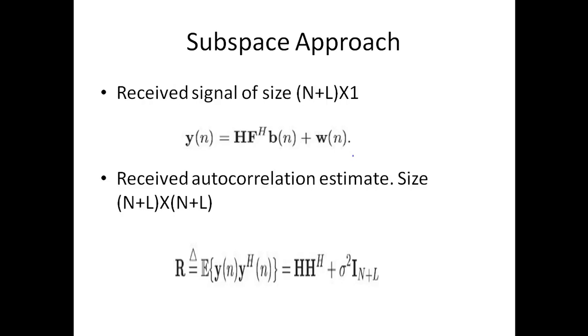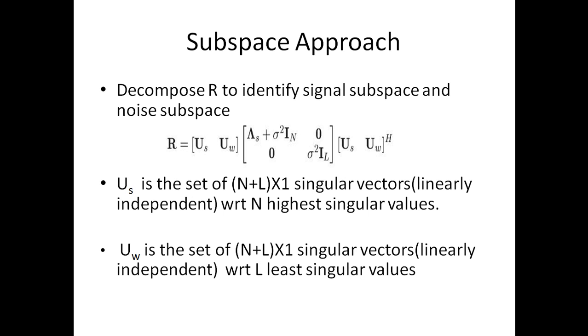So again, revisiting the received signal equation, we have the received signal y of size N plus L, that is the total block size plus the zero padding size. The received autocorrelation can be defined as the expectation of the output vector times the Hermitian of the output vector, which will give us H times H Hermitian plus sigma square times the identity matrix of size N plus L by N plus L.